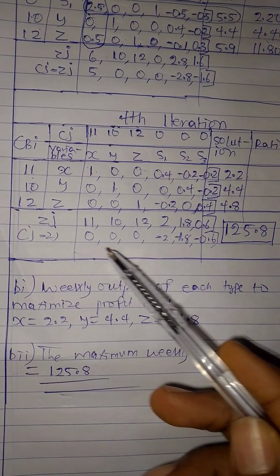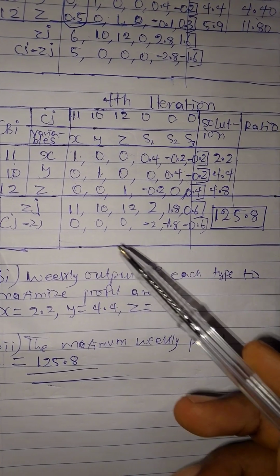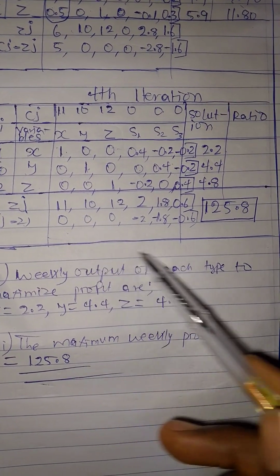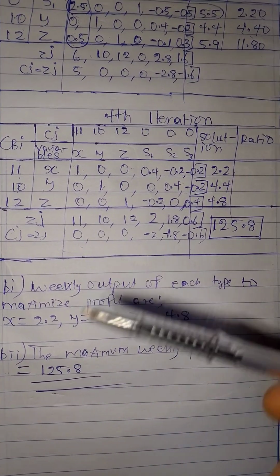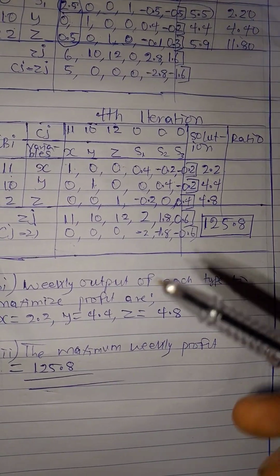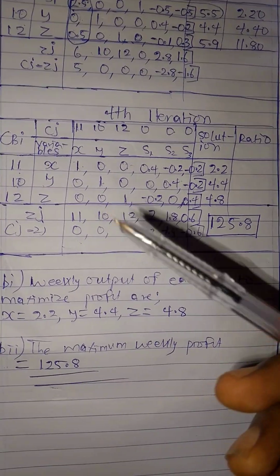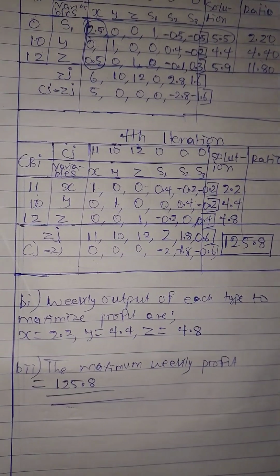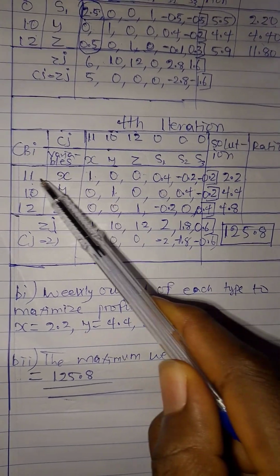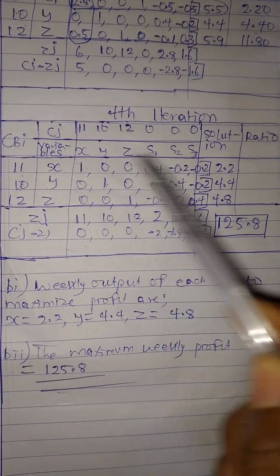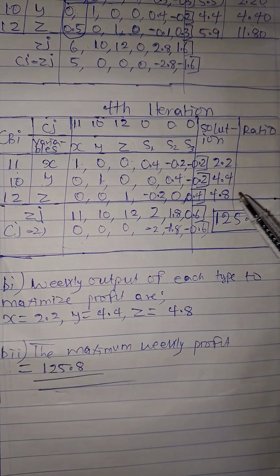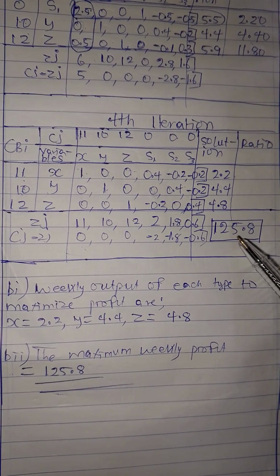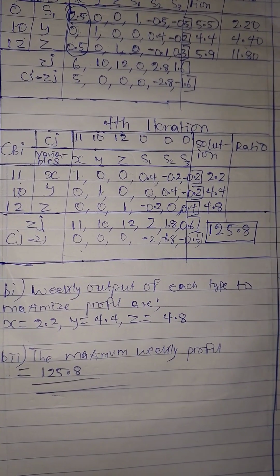If you check this now, all these values are zeros and negative numbers. Therefore, once you arrive at these numbers, you have reached your optimal solution. Okay, so to find the value here, your optimal profit is 11 times this plus 10 times this plus 12 times this. That will give you 125.8. So this answer is my optimal profit.